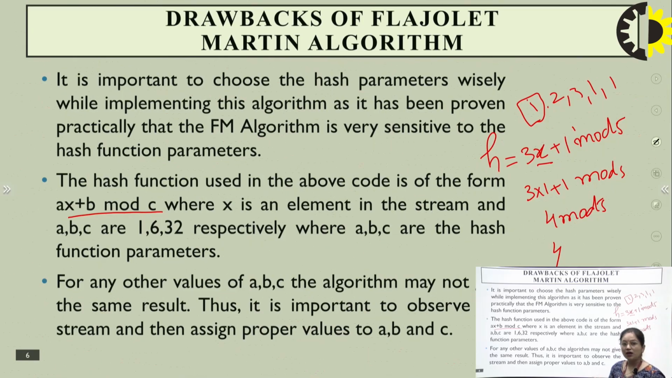For any other values of a, b, c, the algorithm may not give the same result. If we take some other values of a, b, c, it is not important that it will give you the same result.